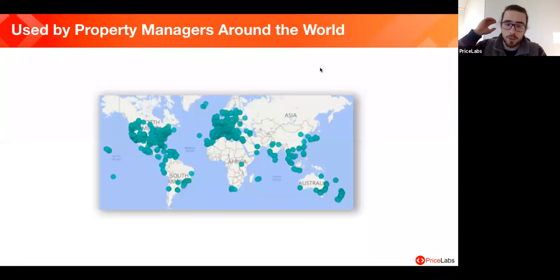Perfect. So closing out here, PriceLabs is available all around the world. We have property managers on, I believe, all continents except for Antarctica. Pricing data comes in from all markets, so we always have local data since we're scraping all listings in your area. So wherever there's listings, we do have data for your market here.